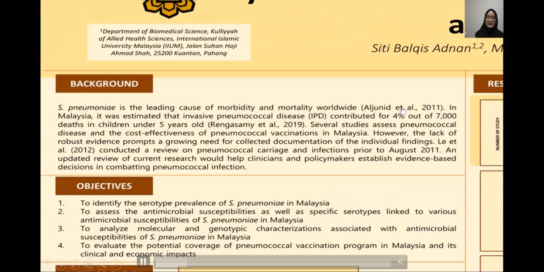And then to assess the antimicrobial susceptibilities of the Streptococcus pneumoniae and their links with specific serotypes, to analyze molecular... Alina, can you restart this one? ...contributing to the antimicrobial susceptibility.